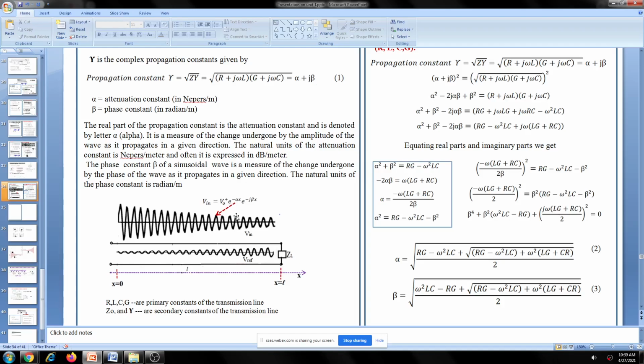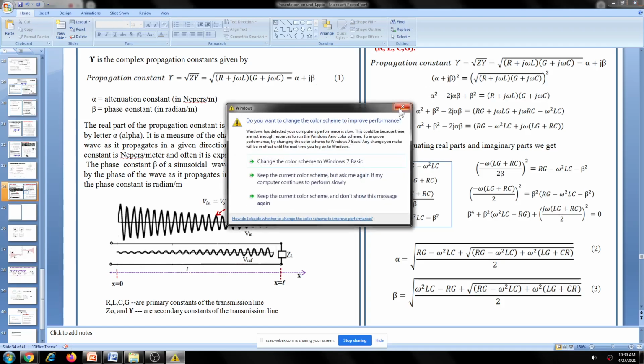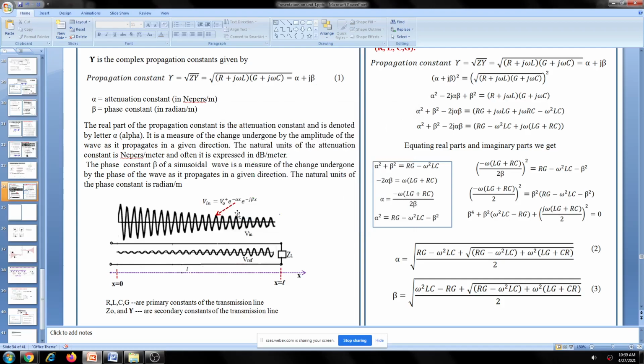What we want is a lossless line. Lossless line means usually we want alpha to be 0. Then it becomes a lossless line, but always some alpha will be there. But usually we should choose the line whose alpha is as small as possible. That is a very important parameter, the attenuation constant. It says how much variation there is in the amplitude of the signal as it propagates over a transmission line. The lesser the value, the less the change in the amplitude of the signal.